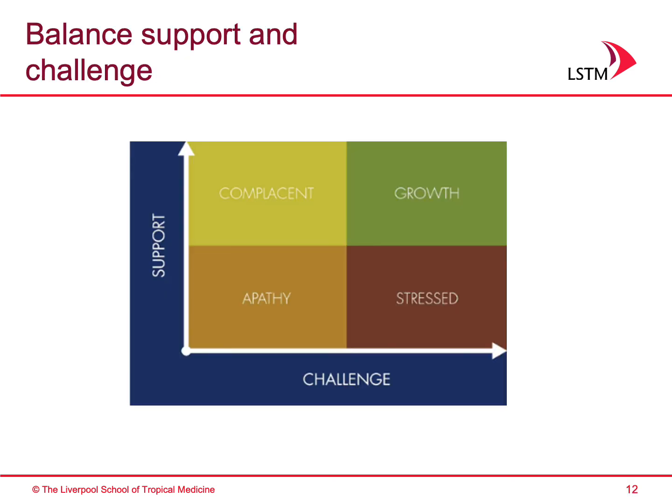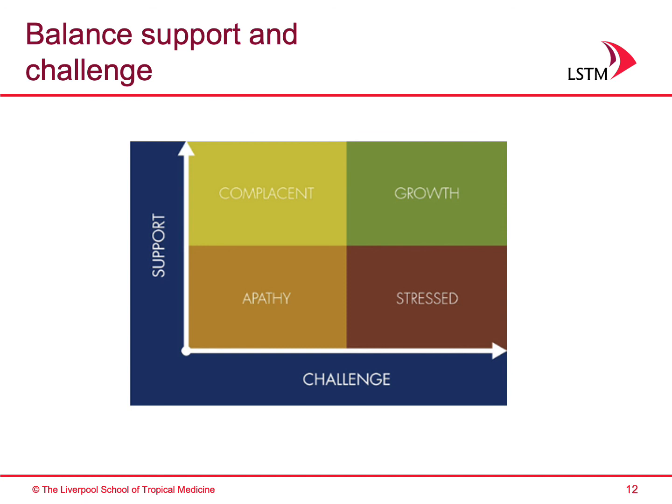So this little diagram I find very useful, and it just shows us how we can think about support on one axis and challenge on another. If you have a mentor who is not being very supportive and not being very challenging, then the mentee will probably be quite apathetic and will not care. If you have a lot of support but no challenge, then the mentee may become complacent and may think, well, I've nothing to do, I'm doing everything really well, I'm fine, I don't need to change.